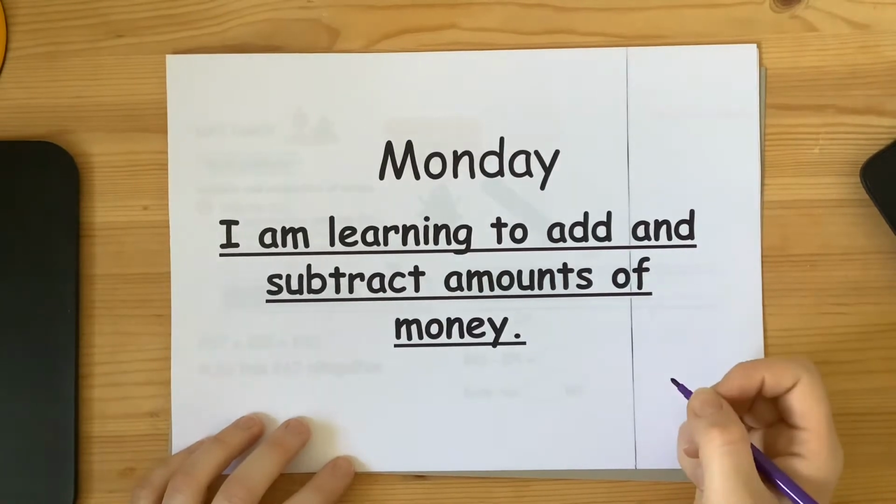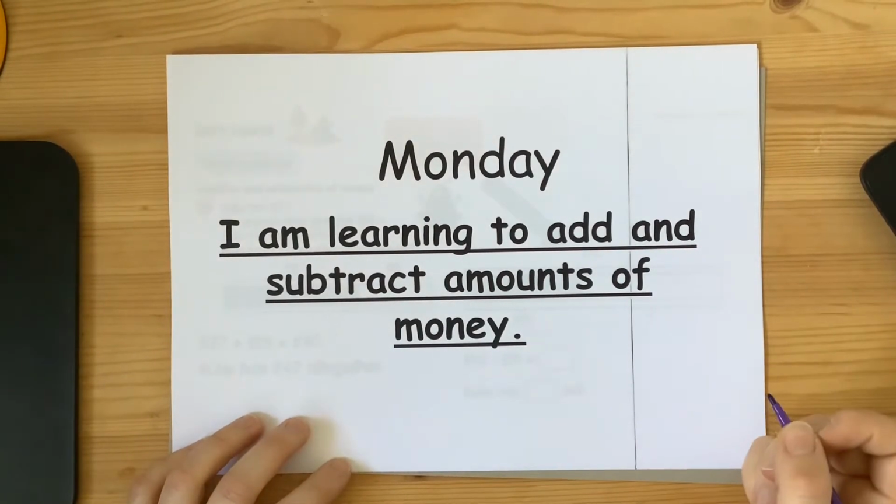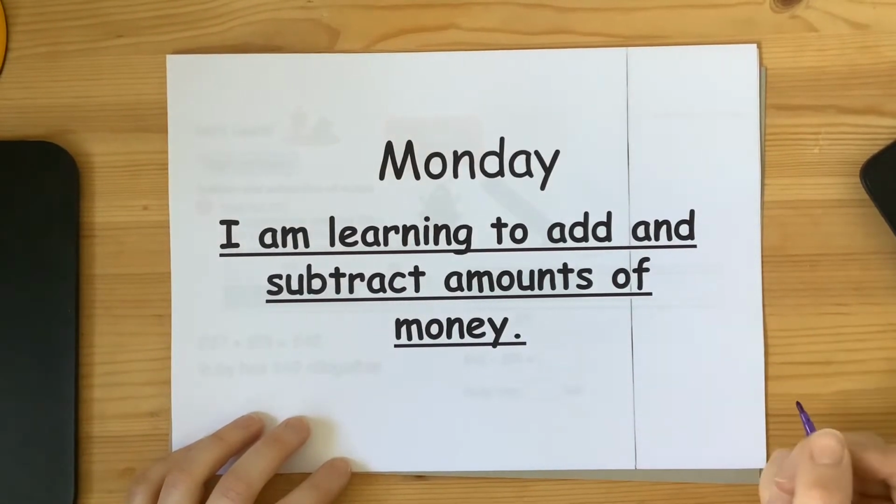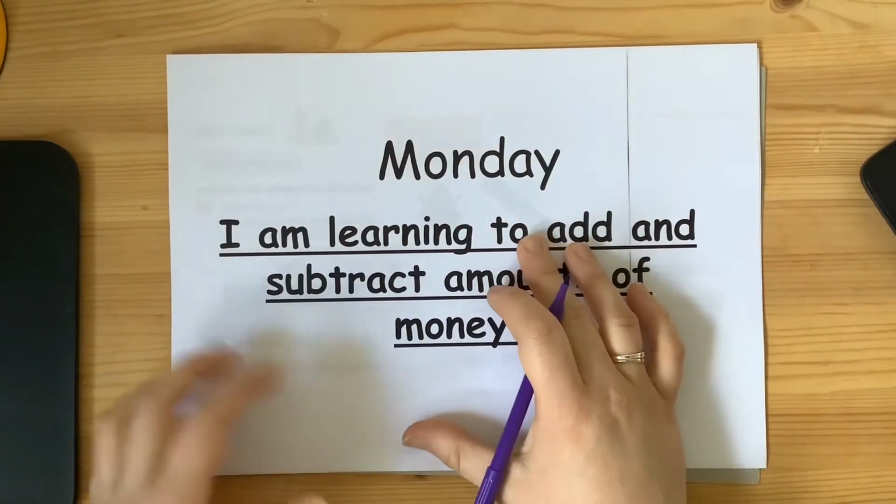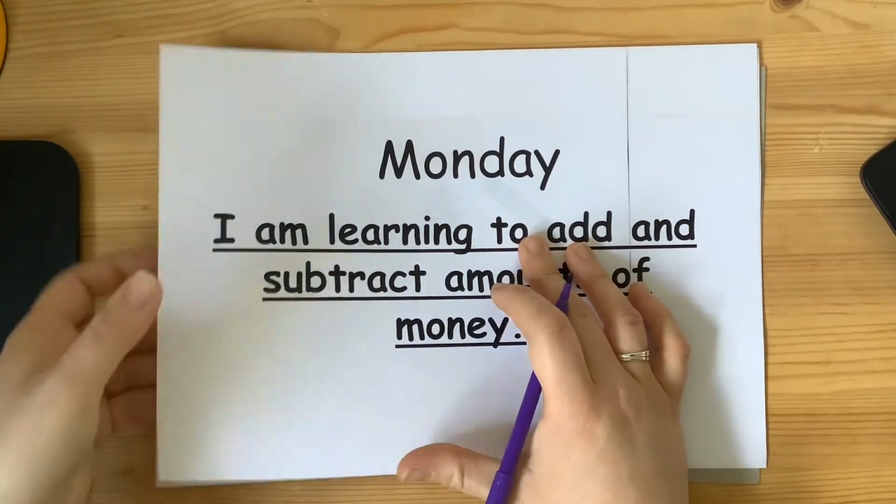So let's look at today's learning. Today we are looking to learn to add and subtract amounts of money. There's going to be lots of bar models for this because some of the problems are 2-step problems. Now, as always, I'd really like it if you could have a go first, and then hopefully my video will help you, either if you're struggling or to know the answers.